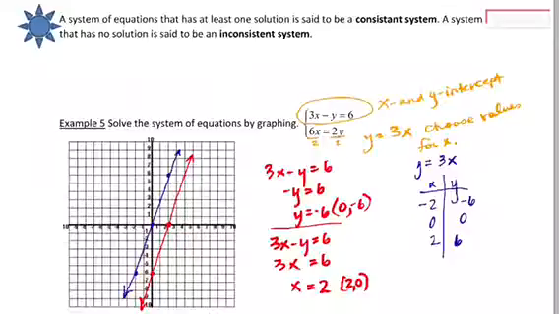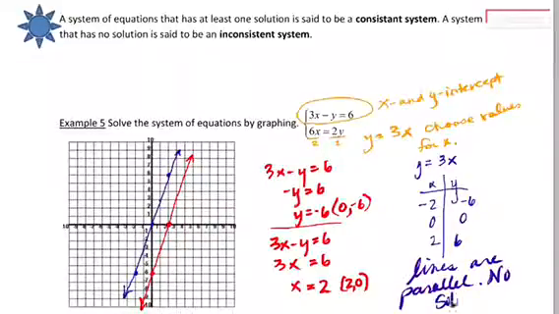And notice what's true about those two lines. Those two lines are parallel. There are no solutions to this. And we call this an inconsistent system.